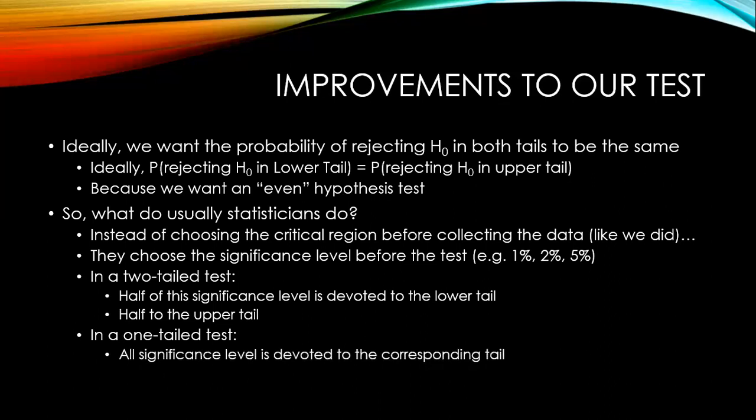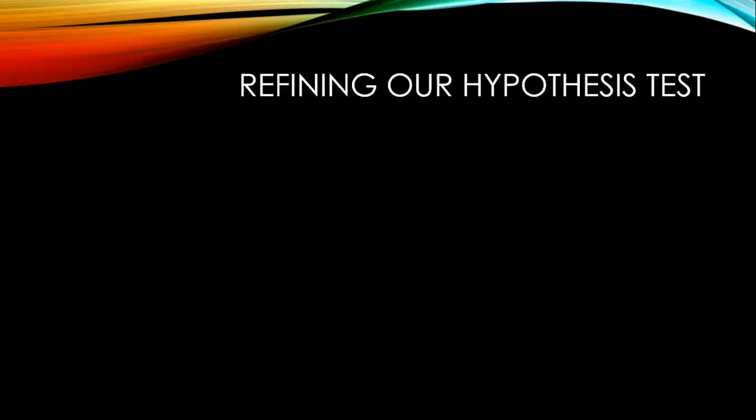Then you dedicate all of your significance level to the corresponding tail. So if you're doing a 1% test in the upper tail of the distribution, then all of your significance level is devoted to that upper tail. So you don't have a lower tail critical region, you only have an upper tail critical region. One tail tests are easier than two tail tests, so that's why I'm doing the two tail test example in today's presentation. But if you get the two tail test example, hopefully the one tail test example makes sense.